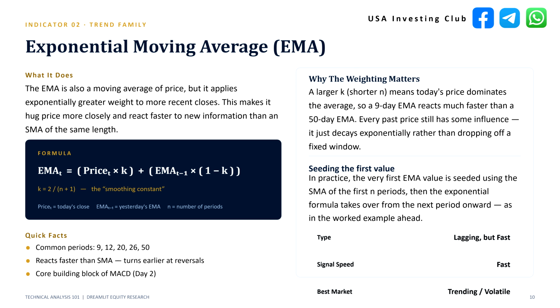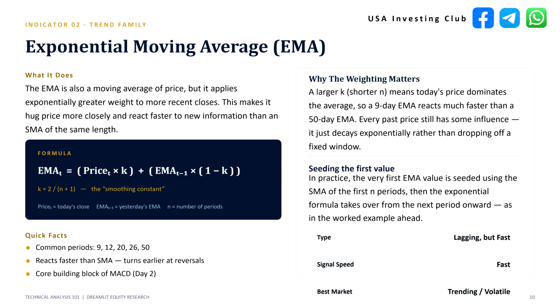They're precisely the weaknesses the exponential moving average is designed to address. That brings us to our second tool, the exponential moving average, or EMA, also lagging, but meaningfully faster. What does it do? The EMA is still a moving average of price, but instead of weighting every period equally, it applies exponentially greater weight to more recent closes. That makes it hug price more closely and react faster to new information than an SMA of the same length. The formula: today's EMA equals today's closing price multiplied by a smoothing constant K, plus yesterday's EMA multiplied by 1 minus K. That constant K equals 2 divided by the quantity N plus 1.